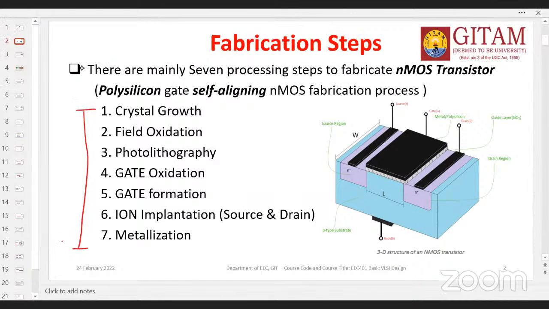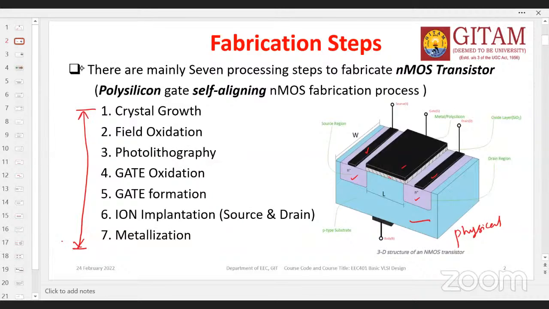These are the essential processing steps, and there are different methods to fabricate this. This is the physical representation of a transistor. We have a body, a source, a drain, an oxide on top of it, a gate, and metal contacts. Let us see step by step how we can form all these materials on the semiconductor.